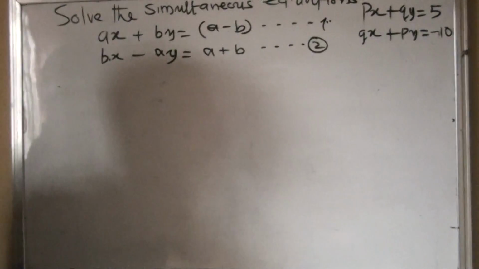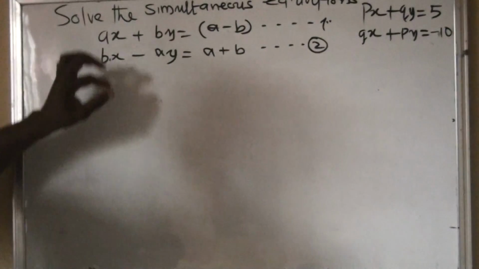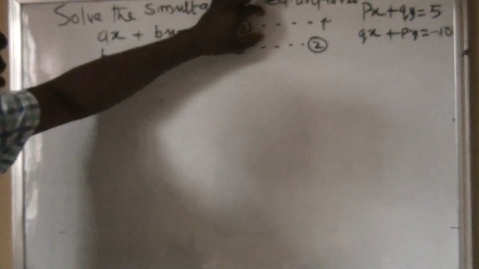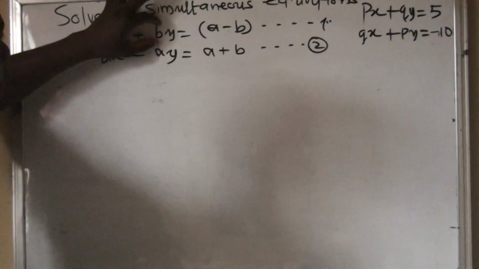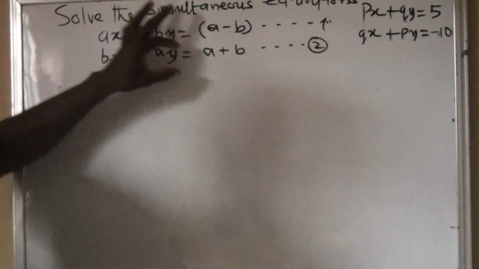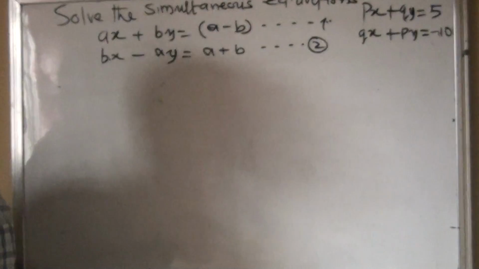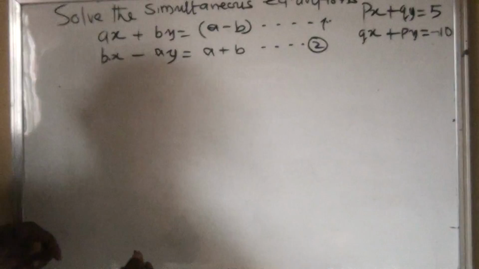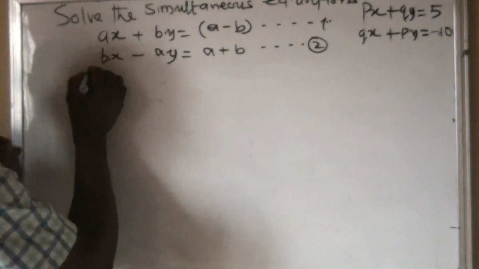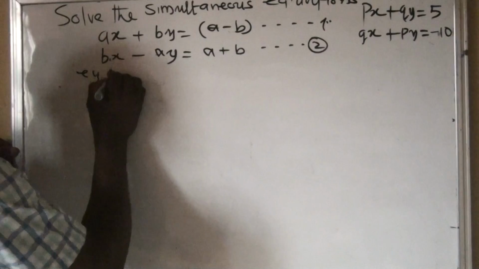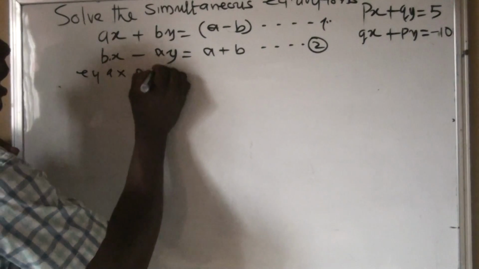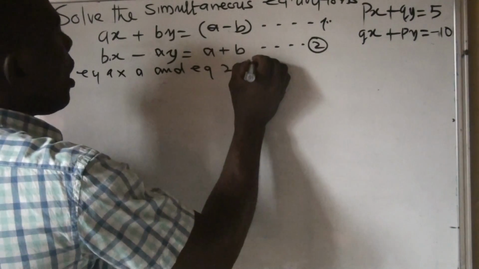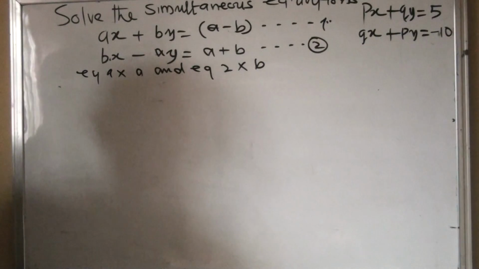So what we do, we interchange. We look at the coefficient of y here, which is a, and use it to multiply the whole of equation 1, and we look at the coefficient of y in equation 1, and use it to multiply equation 2. So that will give us equation 3 and 4 respectively. So let's do that. Equation 1 times a, and equation 2 times b. That is just the implication.